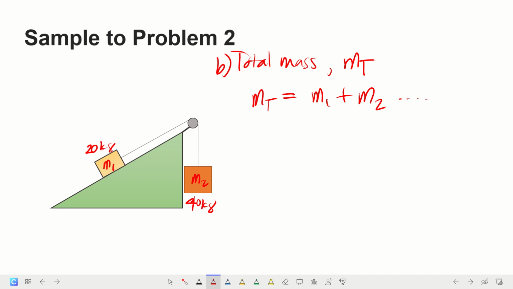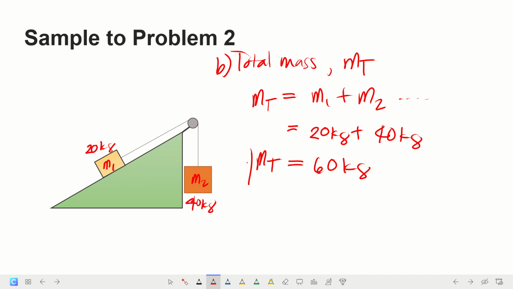Therefore, we only have this 20 kilograms and 40 kilograms. To solve for the total mass, we just add 20 kilograms for mass 1 plus 40 kilograms for mass 2. So 20 plus 40, our total mass is equal to 60 kilograms. This is the total mass of our system, 60 kilograms.